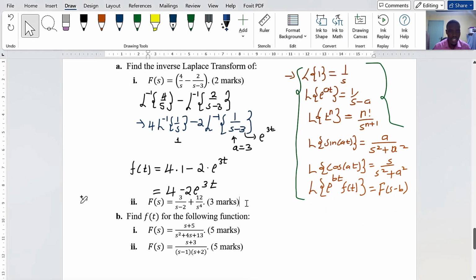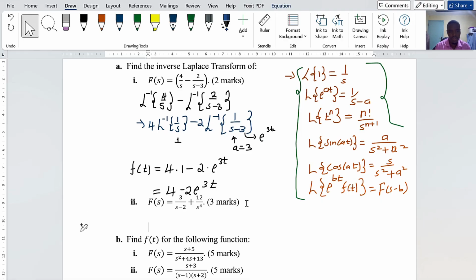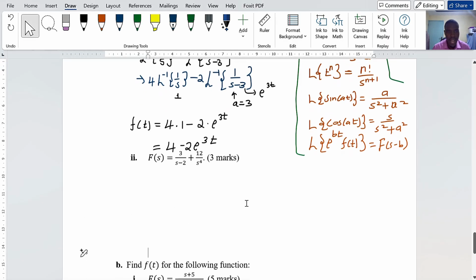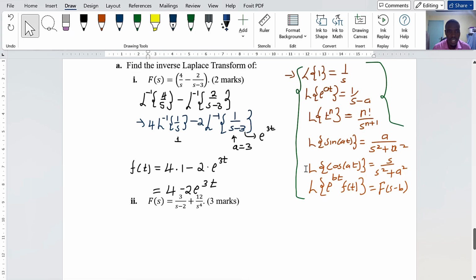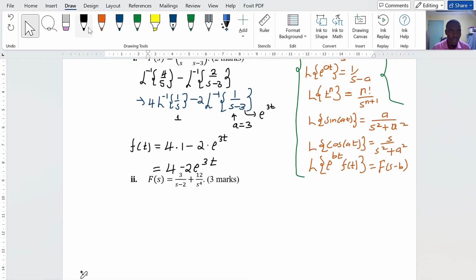So we move to the next one. Still applying the knowledge here, we're just doing the reverse. Now on this one, we have the inverse Laplace transform of 3 into 1 over s minus 2 plus 12 times the inverse Laplace transform of 1 over s^4.